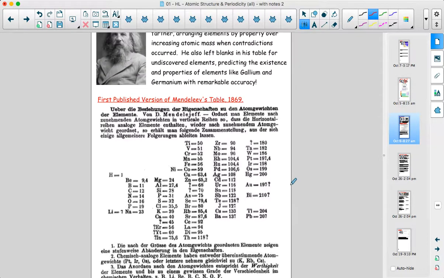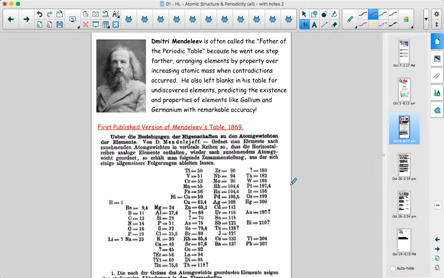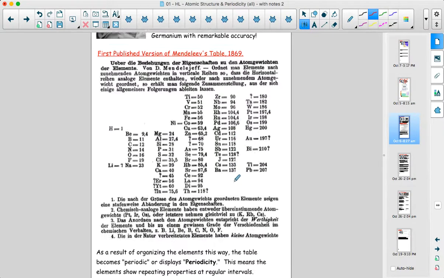It's important to note that when he created this table, the electron had not been discovered and wouldn't be discovered for almost 30 more years. And since now we mainly associate the periodic table as being based on electron configuration and the number of protons, it was really a pretty incredible table that he came up with, an incredible organization considering no one knew anything about protons or electrons at this time.